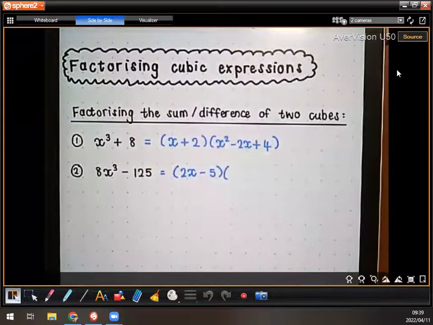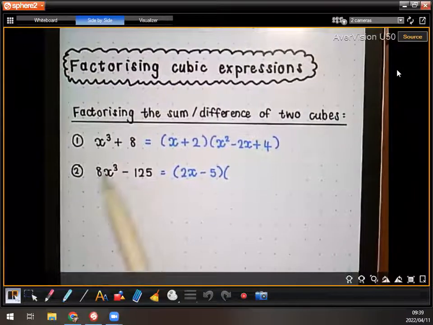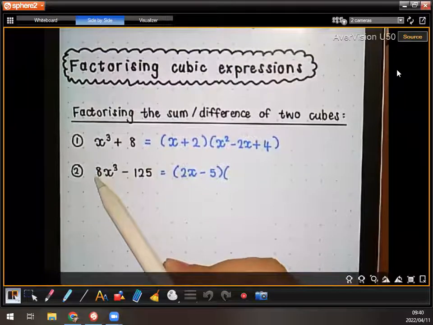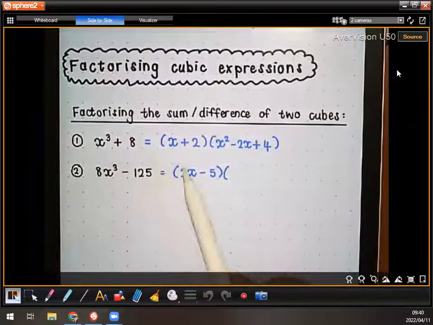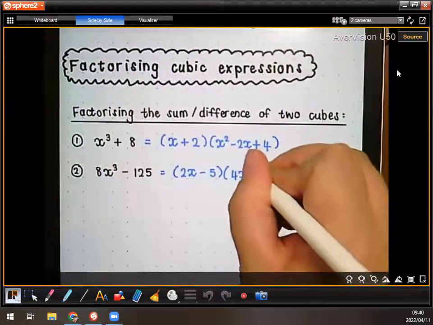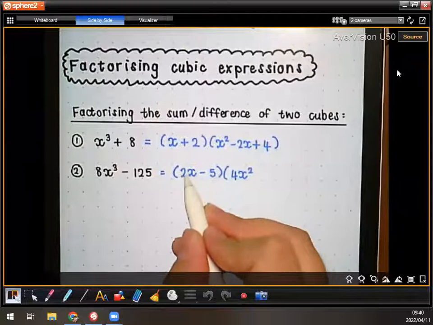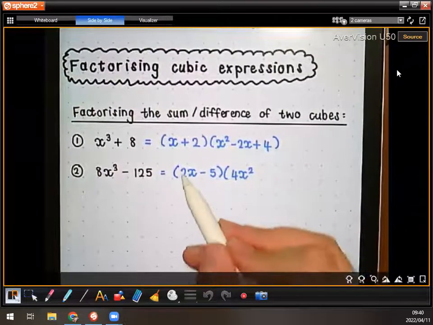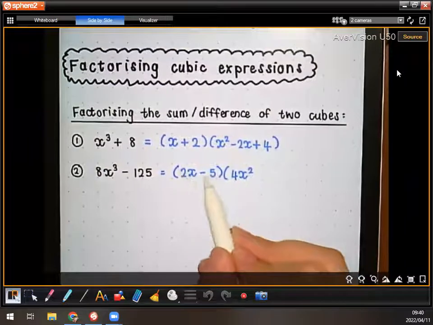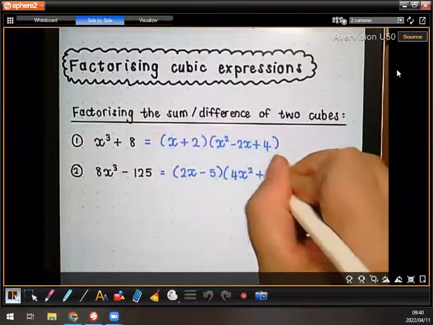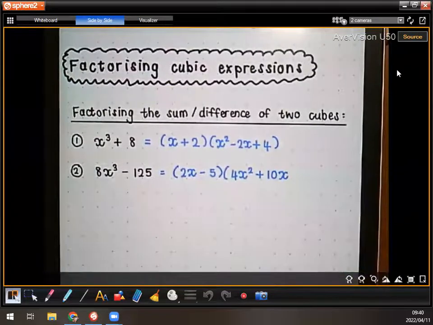Now, let's look at it this way because we are actually going to use this method when we're doing the other cubes. What must I multiply 2x by to get 8x cubed? 4x squared, right? And 4x squared, guys, is also what you get when you square this first term. You get 4x squared. Let's do the middle term quickly. If we multiply these two terms together, we're going to get negative 10x. But then we have to change that sign to plus 10x.